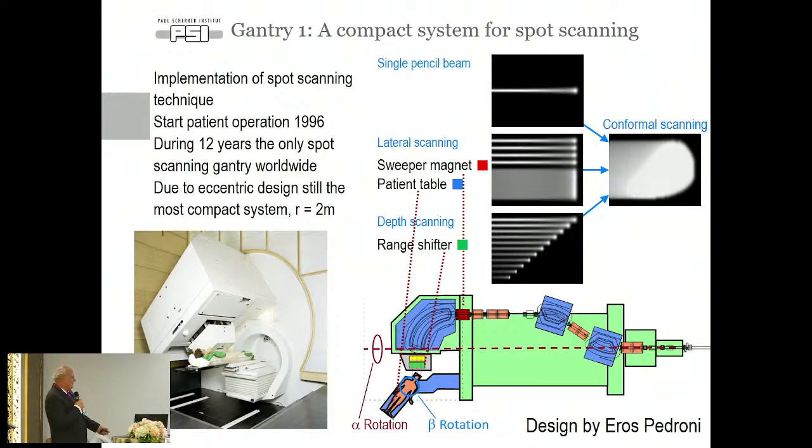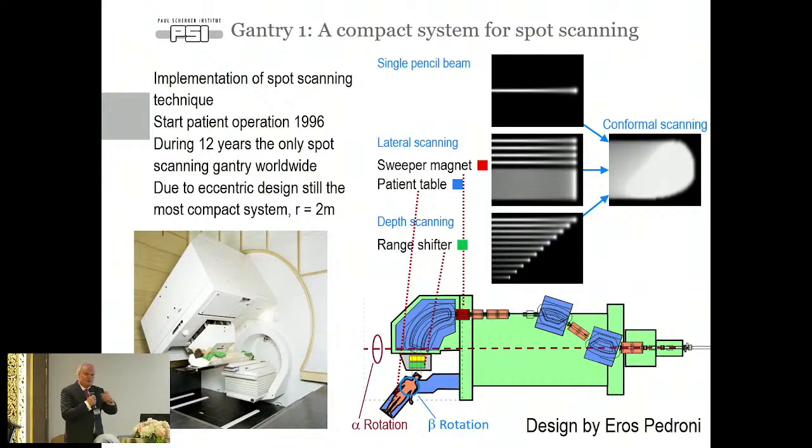The nozzle where we have this range shifter that I explained. It's a system of 40 plates of 5 millimeter polyethylene plastic that we can move pneumatically into the beamline. We have detectors, the dose monitors, and also position sensitive detectors. This is here the nozzle, and the beam comes out of this slit.